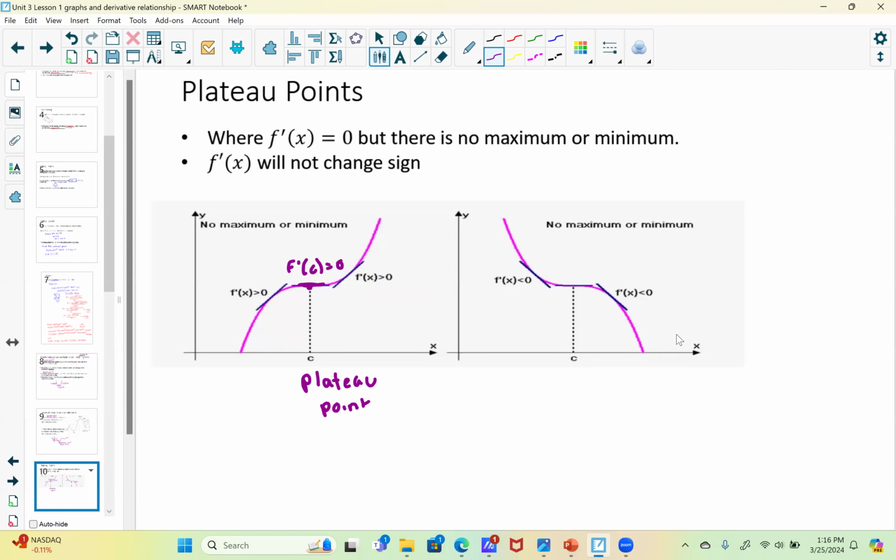You can have the same case if my function is decreasing the whole time. The derivative is less than 0. At C, again, the derivative is equal to 0, and then after C, it stays decreasing. So my derivative stays less than 0. And so this is also called a plateau point.